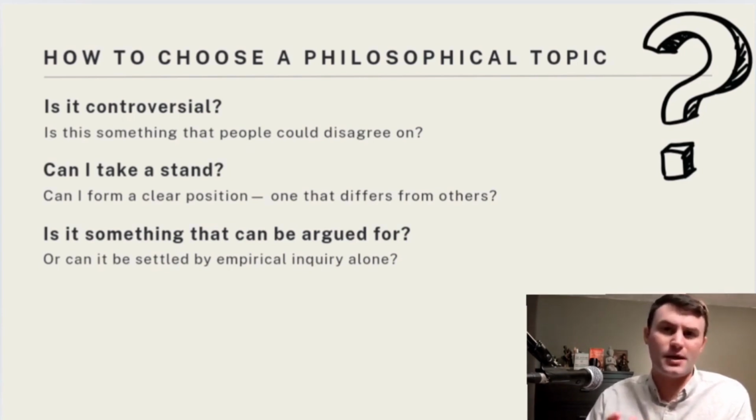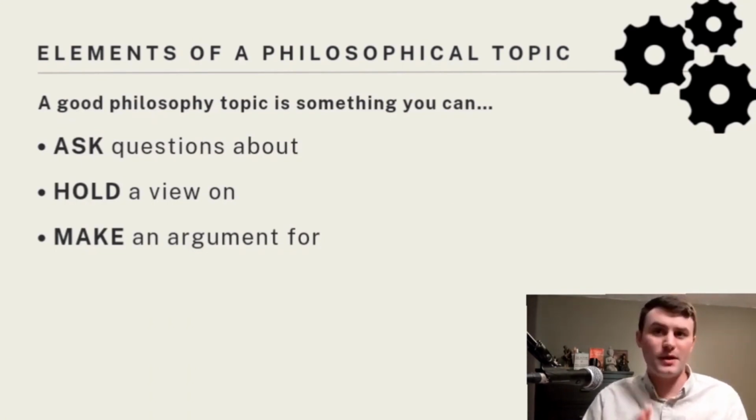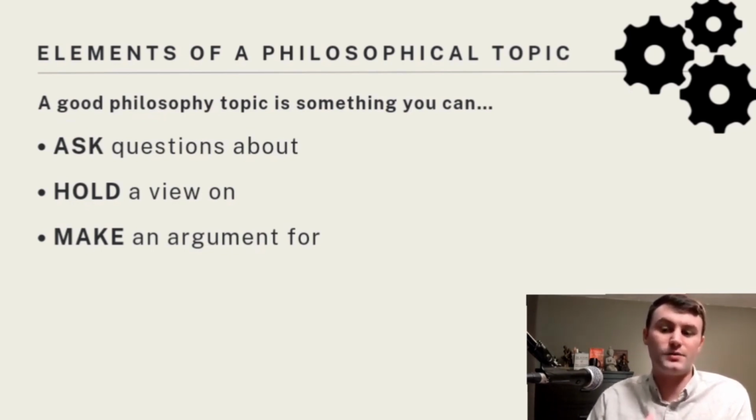Is this something that can be settled through empirical inquiry alone, or is this something that requires a reasoned argument to actually settle? Basically, a topic should be something that you can ask questions about, hold a view on, and make an argument for. To make this even clearer, let's take a look at some examples of topics that philosophers have written about. We'll start with topics that are inherent to philosophy, topics that form the basis of some of the major sub-branches of the discipline.